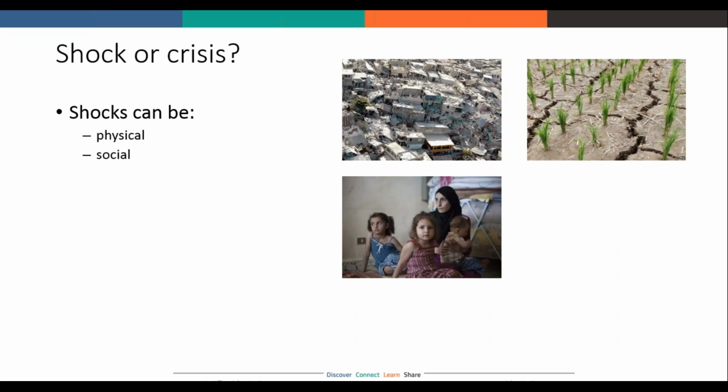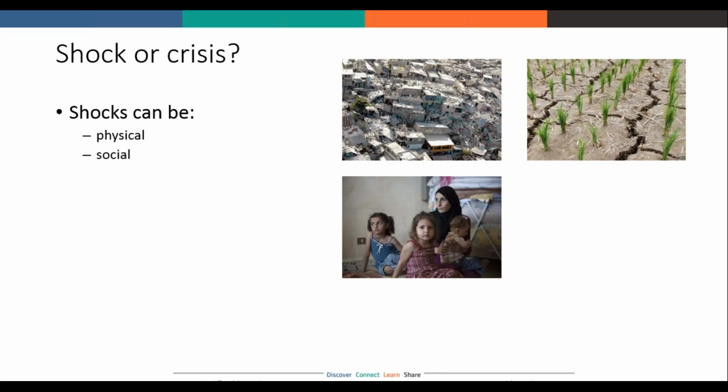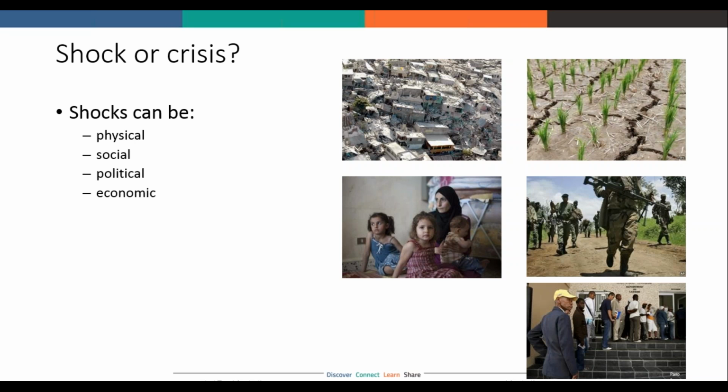Your shock might be physical, it might be an earthquake or a drought, so natural hazards. It might be social, like a civil conflict, for example. It can be political, like a coup, for example, or it might be an economic shock, like the big global financial crisis from a few years ago.